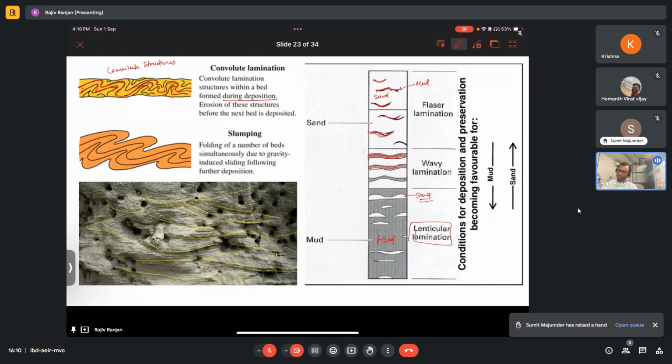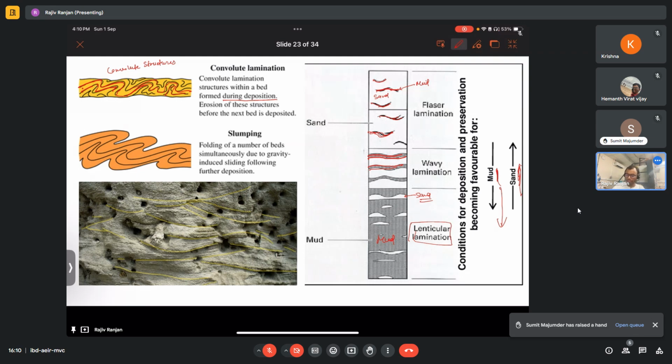So here you can see the percentage of mud and sand. If you go to the bottom part, the mud is increasing. If you go to the top part, the sand is increasing. So this is how you classify the types of laminations: flaser, wavy, lenticular. Remember that wavy is in between. Flaser has more sand, less mud, while lenticular has more mud, less sand.